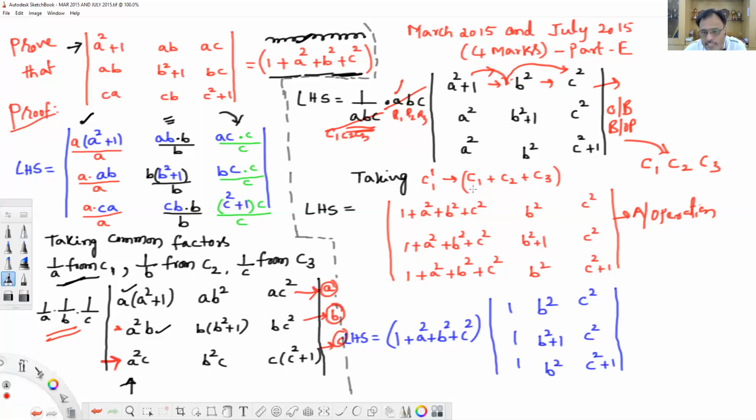In this type of operation, what is visible in the first place? Here, C1 is visible in the first place. That C1 has to be changed. Then these two are unchanged. Look at column 2. Column 2 is unchanged. Column 3 is the old one, the original before the operation: C square, C square, C square plus 1. So column 2 and column 3 are unchanged.